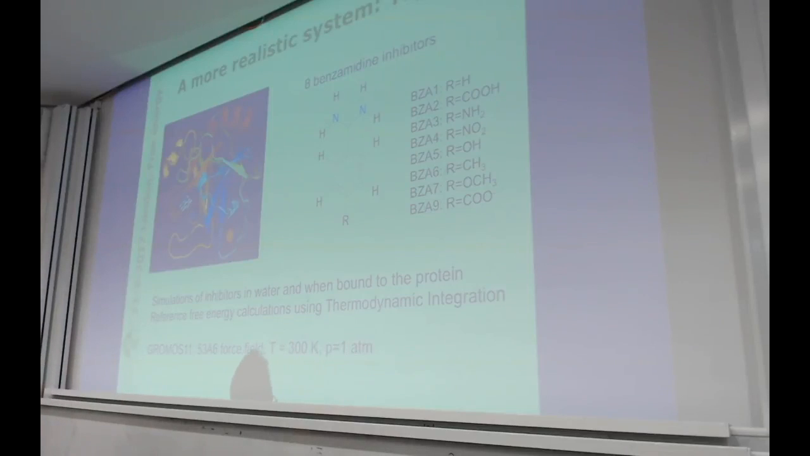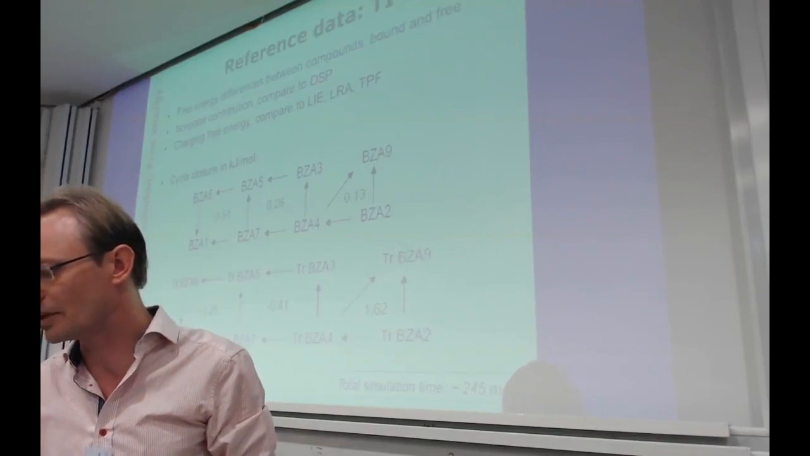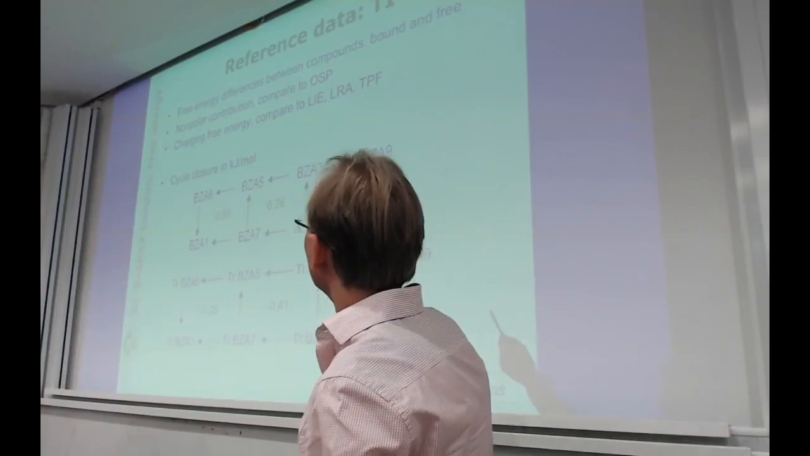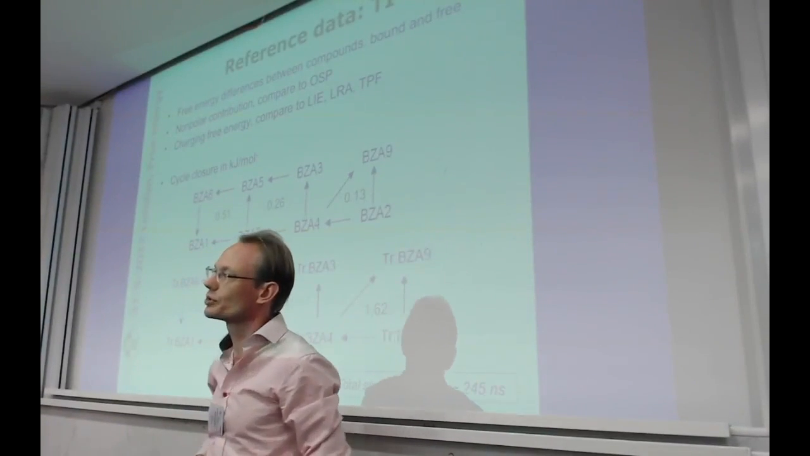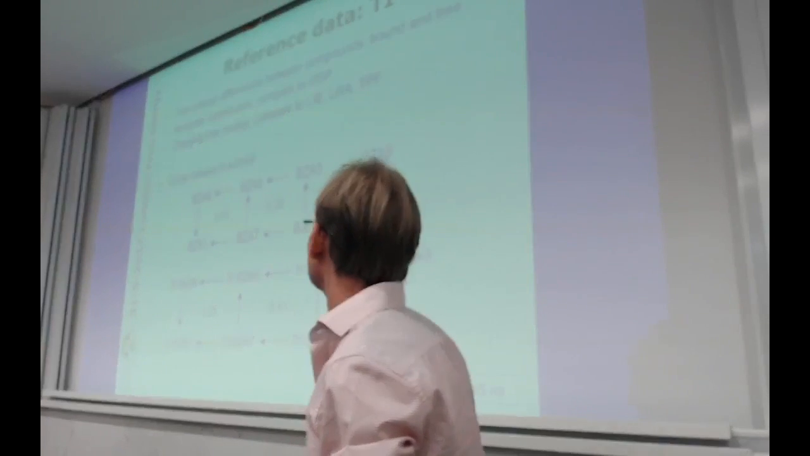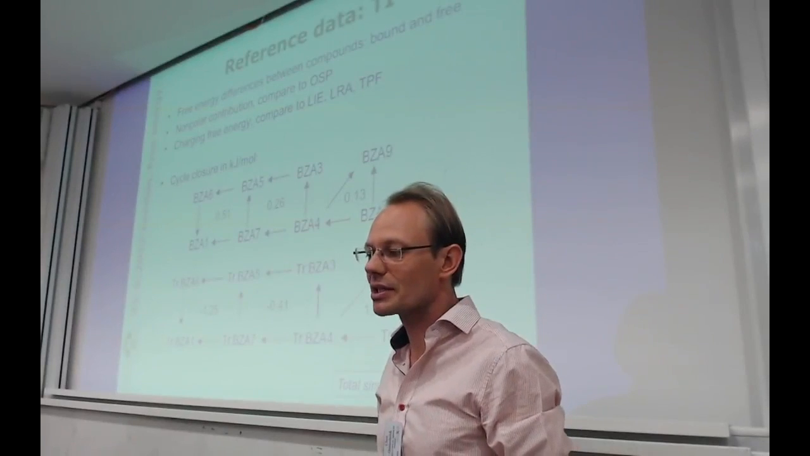We did it in trypsin. So we have a series of compounds that bind to trypsin, and we have just different functional groups here. First we did them all with thermodynamic integration, so we do the free energy change between the molecules in solution and in the protein. The first thing that we look at is whether we get cycle closure. If you have these various arrows, they should add up to 0. This is a couple of, or 1.5 kilojoules per mole basically, so that works quite nicely.